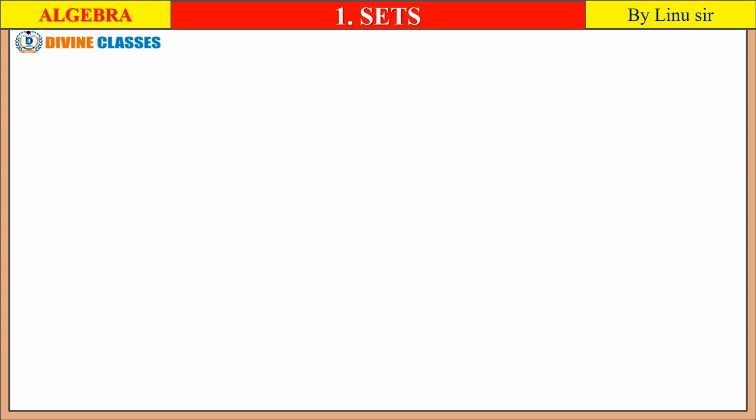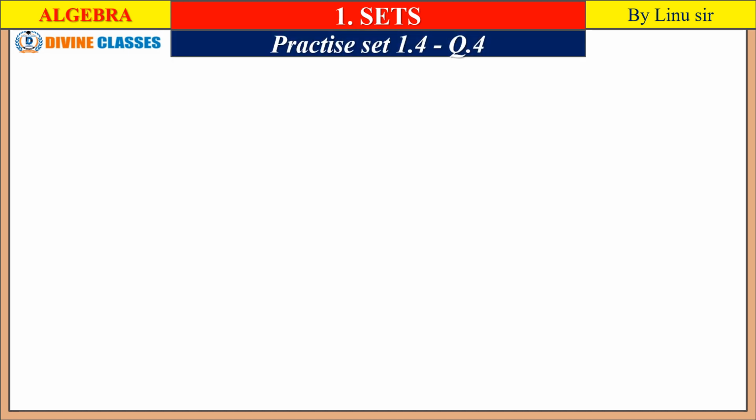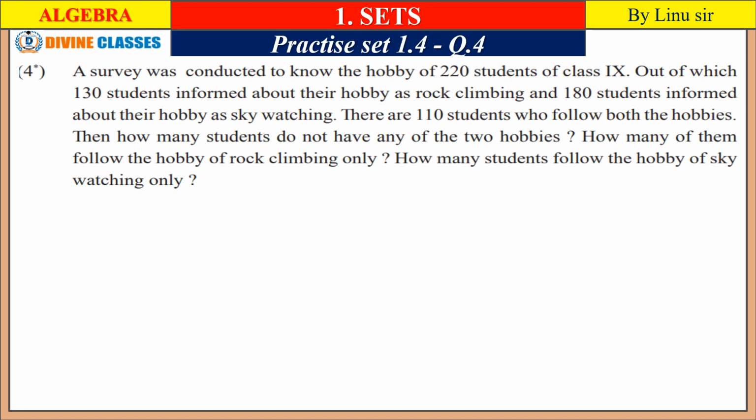Standard ninth, chapter number 1, sets of algebra, practice set 1.4, question number 4. A survey was conducted to know the hobby of 220 students of class ninth, out of which 130 students informed about their hobby as rock climbing and 180 students informed about their hobby as sky watching. There are 110 students who follow both the hobbies. Then, how many students do not have any of these two hobbies?